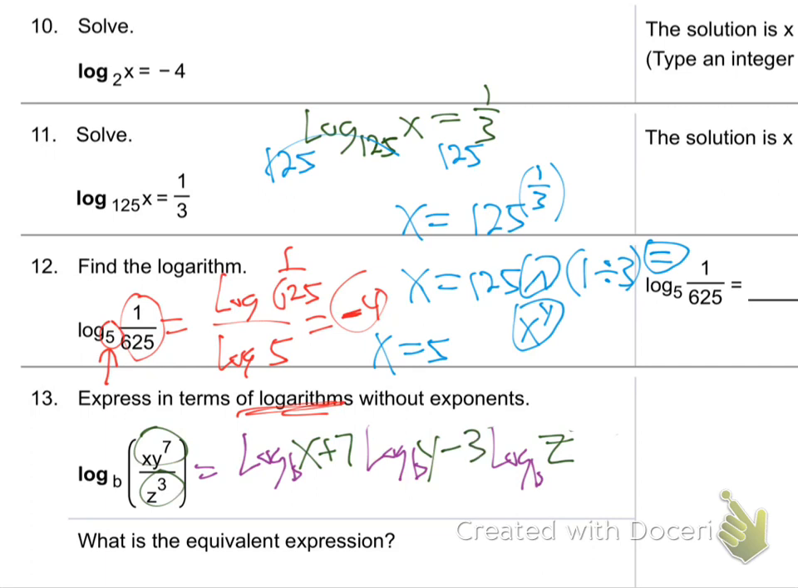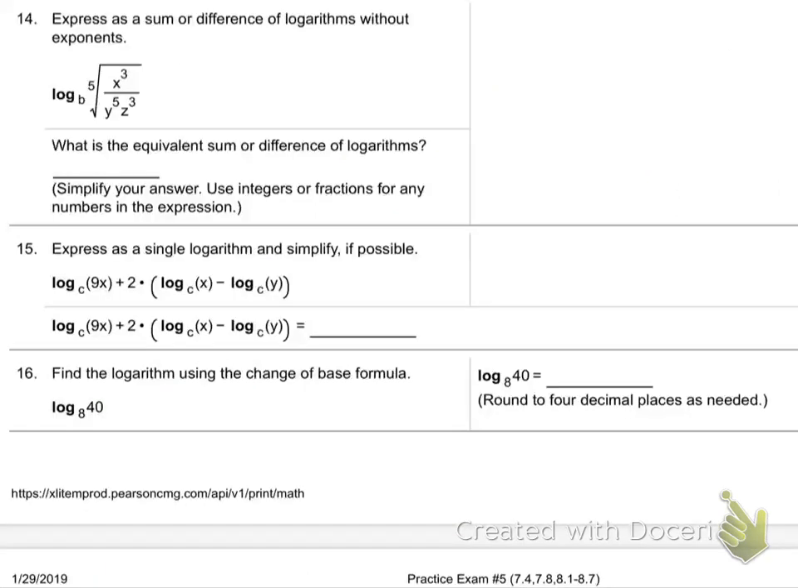I wanted to point out something on 12. You can put parentheses around 1 over 625. Oh, yeah, thank you. You need parentheses around that. Some calculators just set it up and you put it in, but others not. Yeah, good, thank you. We good on 13? Remember making it into 3 logs? Oh, all right. Try 14.